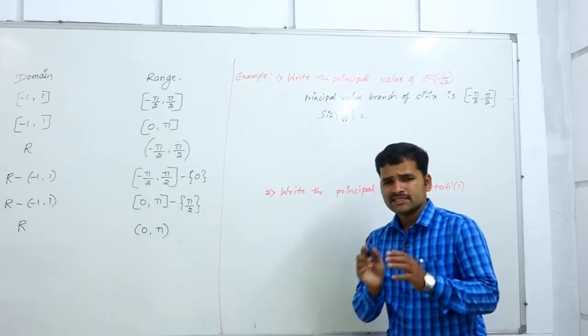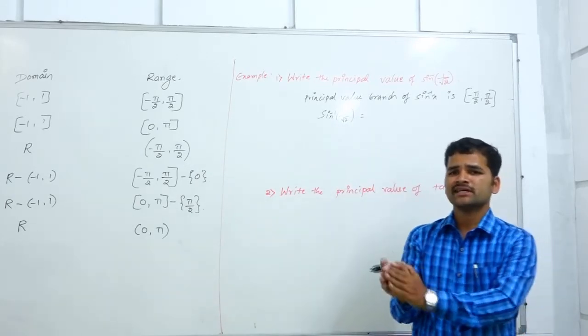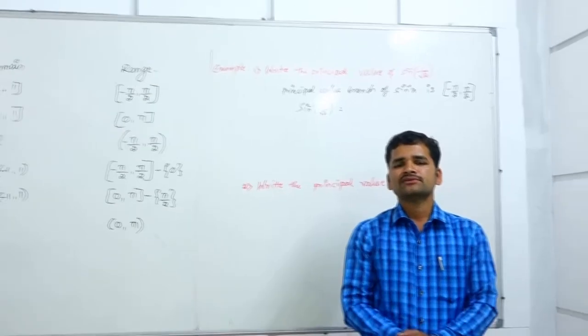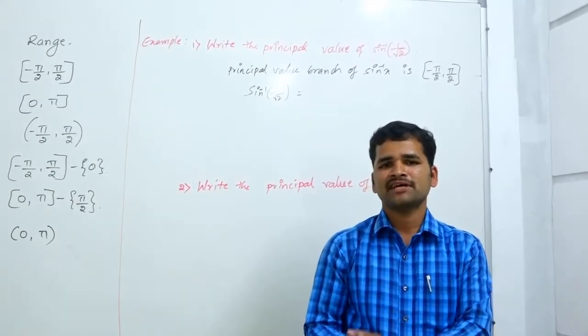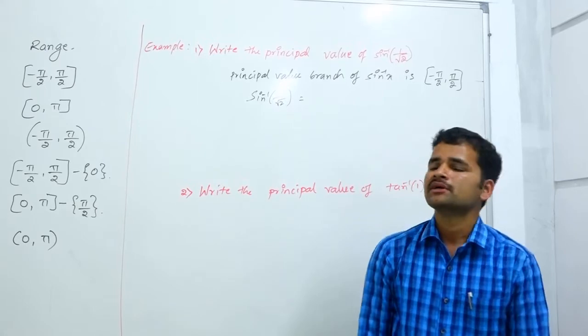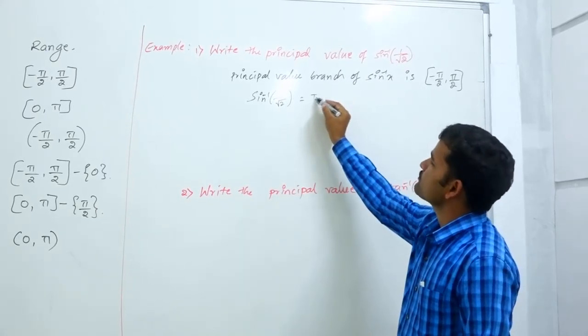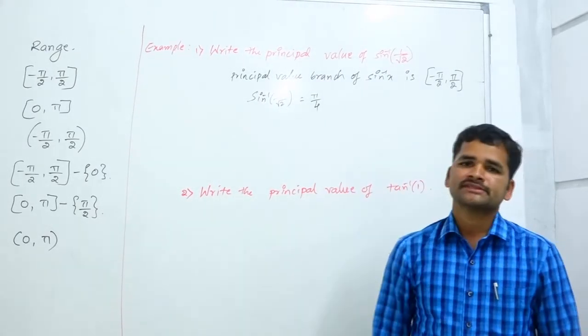Sine inverse of 1 by root 2, directly you write. Just to remember it, like sine of which angle gives you 1 by root 2. We know sine 45 degree, sine pi by 4 is 1 by root 2. Means sine inverse of 1 by root 2 is pi by 4. You write it directly like this.